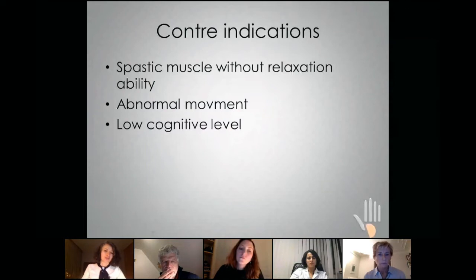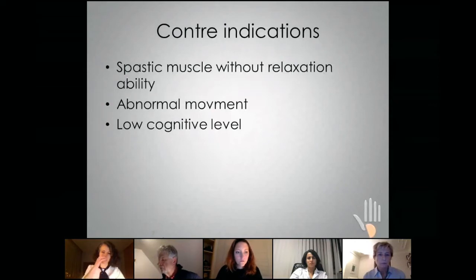The contraindications are a spastic muscle without relaxation ability. If you have abnormal movement, you will not have good results with the tendon transfer. So abnormal movement is also a contraindication, and the patient needs to be able to understand the rehabilitation.